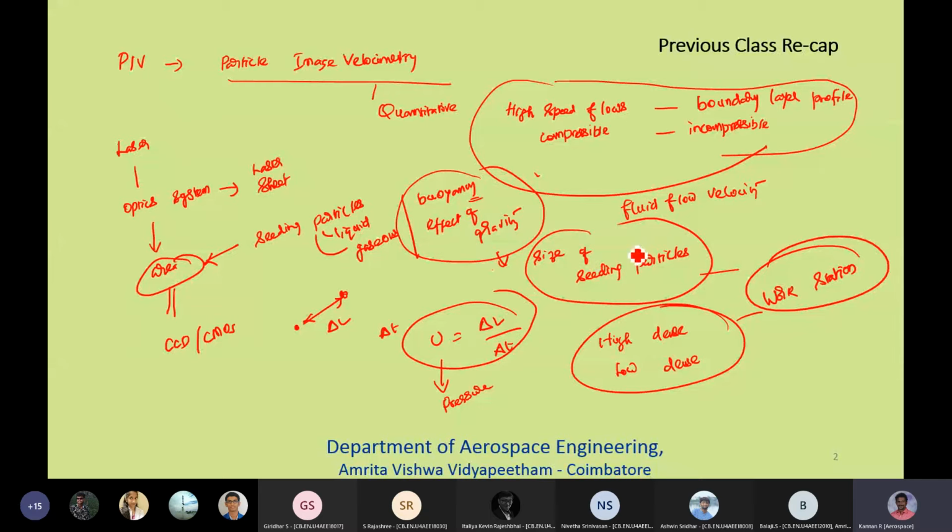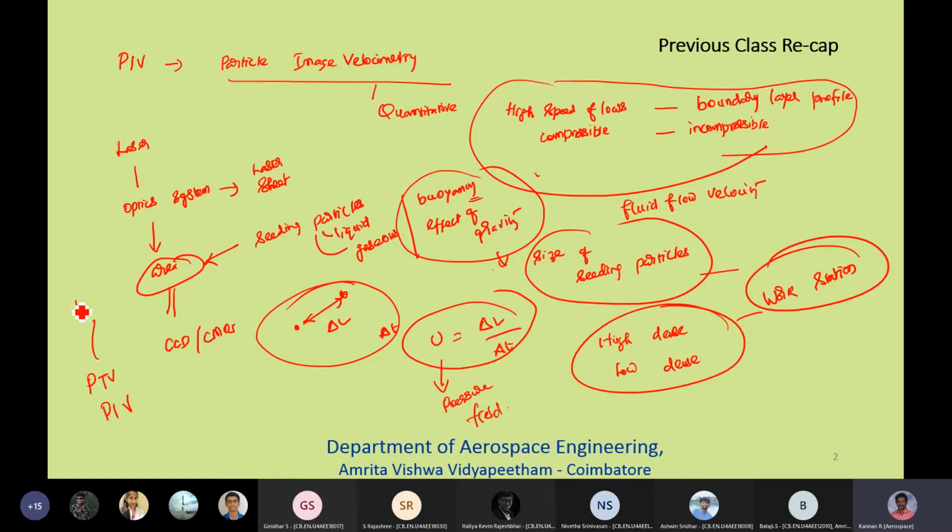Another important thing is that the size of the seeding particle should be sufficient to reflect the light. Using an image correlation technique between successive frames, we see how each particle is displaced, and since we know the time, we can calculate the velocity. From that we can further derive the pressure field as well.